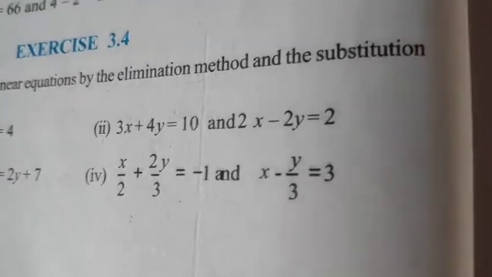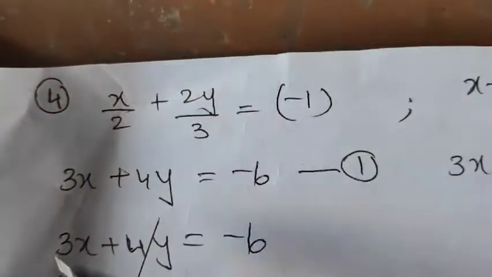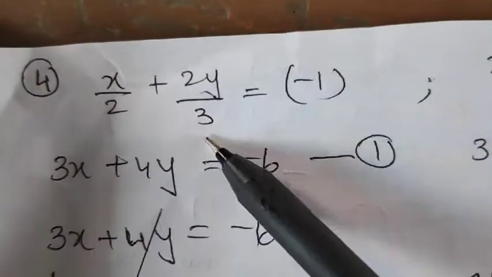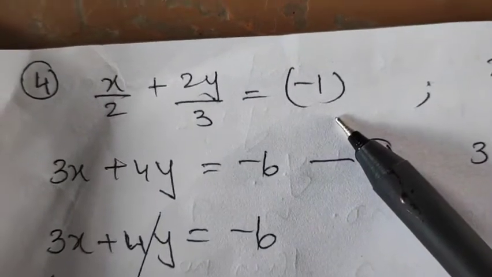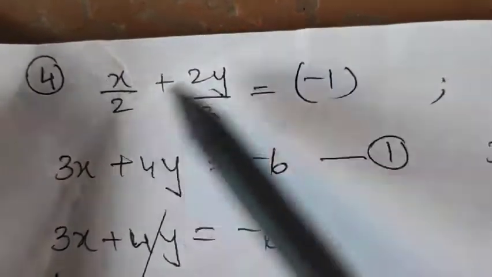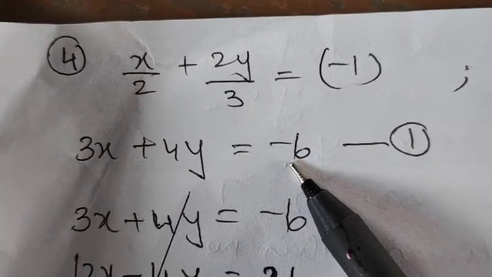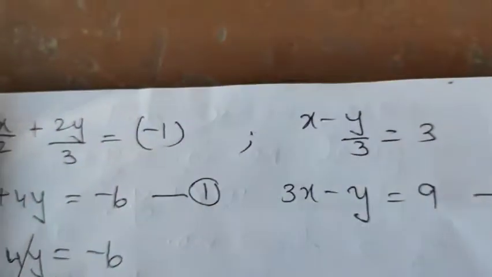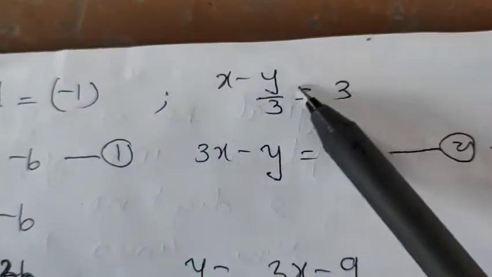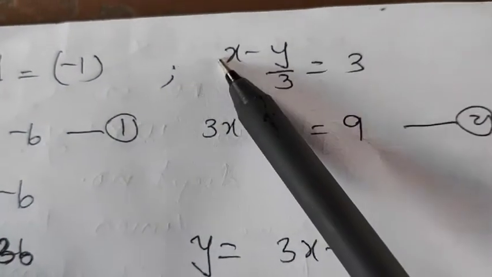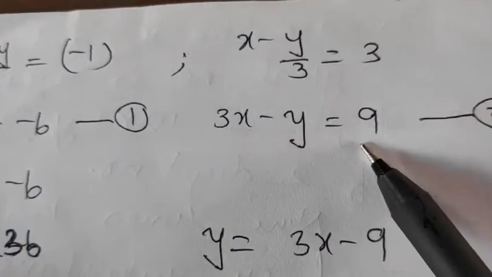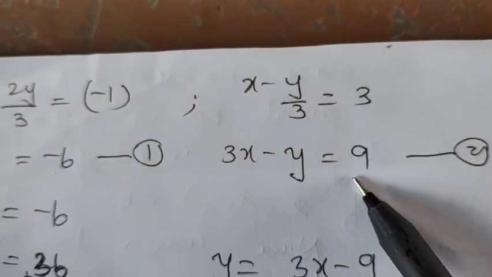So let us take up this sum here. x upon 2 plus 2y upon 3 is minus 1. So LCM: 3x plus 4y, and this 6 on the other side will be multiplied with 1. So minus 6, first equation. Second equation, x minus y by 3 is 3. So 3x minus y is 9. Understood how the LCM is taken?